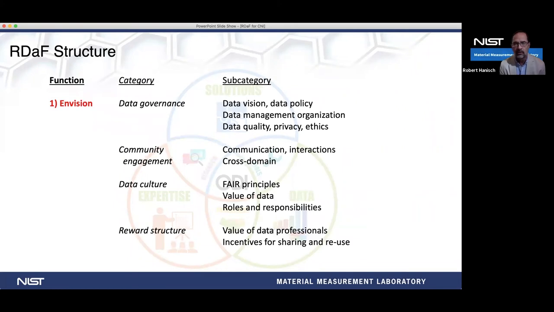And again, we're using terminology here that draws directly from the cybersecurity framework that NIST developed starting about 5 years ago and has been widely adopted in the IT community. Within envisioning, you consider things such as data governance, community engagement, the data culture of an organization, and the reward structure.